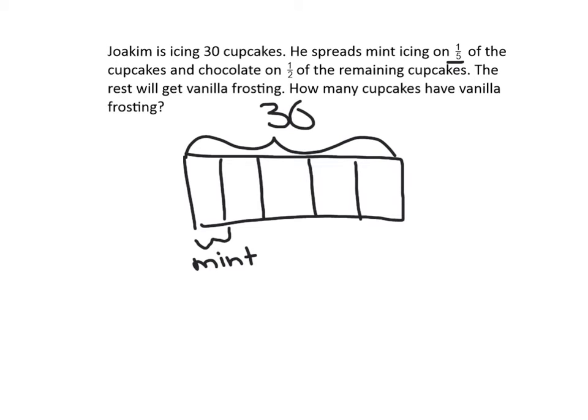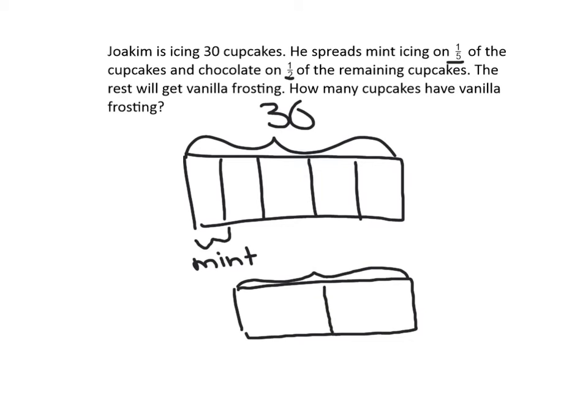Okay, he spreads chocolate on half of the remaining. So again, I'm going to pull the remaining down here. Okay, and this is going to be whatever's left over. He did chocolate on half of the remaining, so I'm going to split it in half. And this is chocolate. And he says the rest will get vanilla frosting. So this is going to be vanilla. Okay, and they want to know how many cupcakes have vanilla frosting. So this is what we're going to try to figure out. Now that our drawing's complete, let's try to solve.